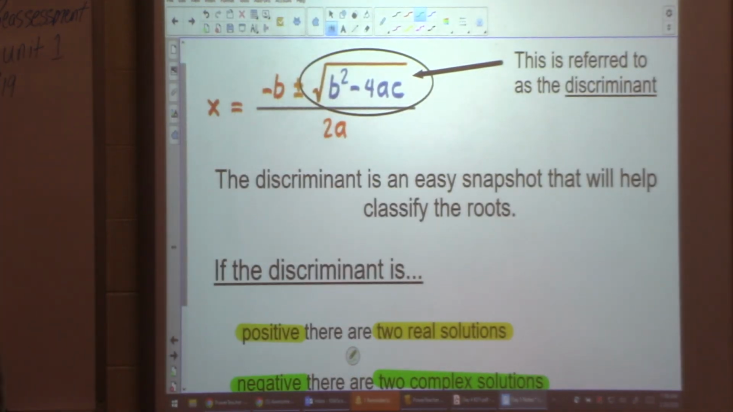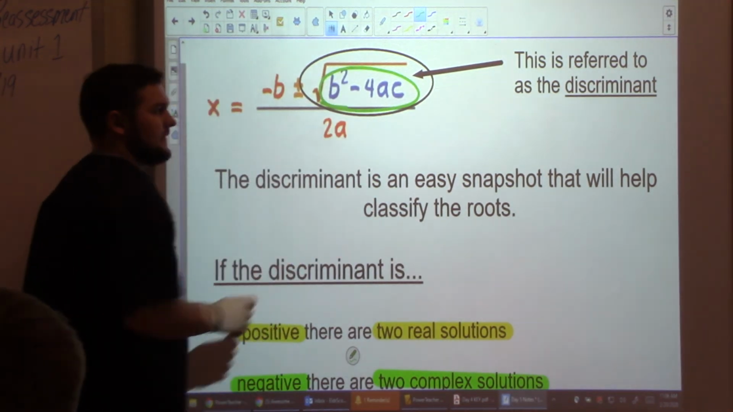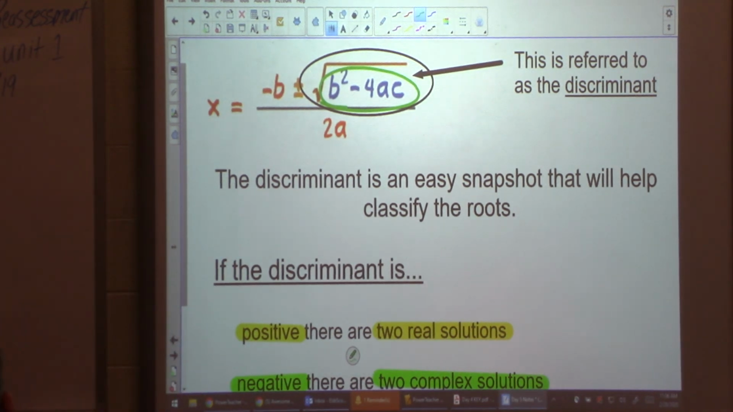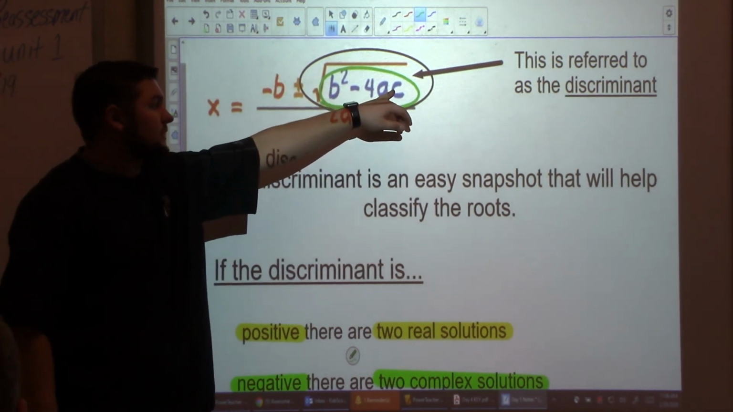So within the quadratic formula lies what we call the discriminant. B squared minus 4ac. That piece under the radical. What we're going to do with that is the same thing we did on our graphing calculators the other day. If it hits the x-axis twice, it's 2 real. Hits it once, it's 1 real. It doesn't hit it at all, it's complex, right? We can do the same thing without using our calculators by using b squared minus 4ac.